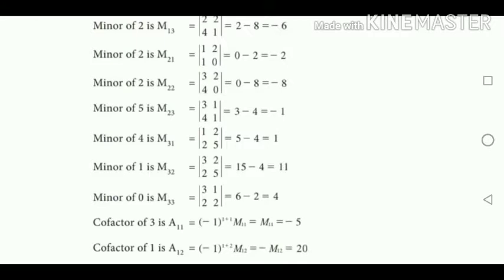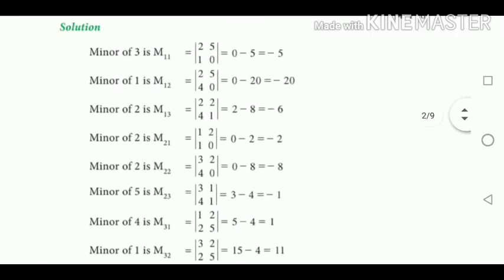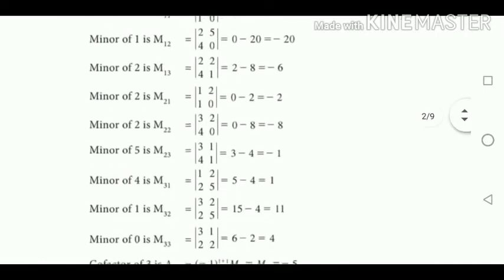After deleting, 4 elements remain. Write those 4 elements. After writing them as a minor, you have to cross multiply in order to get the value of the minor: M11, M12, M13, and so on. Okay, so this is the way we find the minor of each and every element.